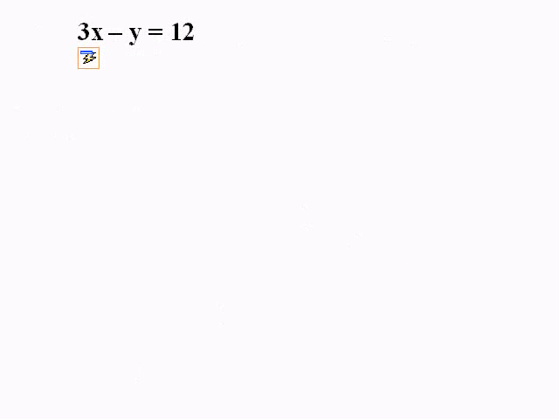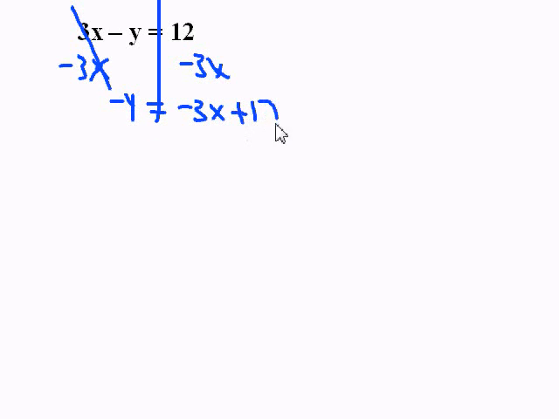Taking a look at our second example, we're going to go ahead and subtract 3x from both sides. Leaving us with negative y equals negative 3x plus 12. Then we have a negative with the y. You have 2 choices. You can either divide everything by a negative 1 or just change the signs of every term. I'm going to choose to divide everything by negative 1.